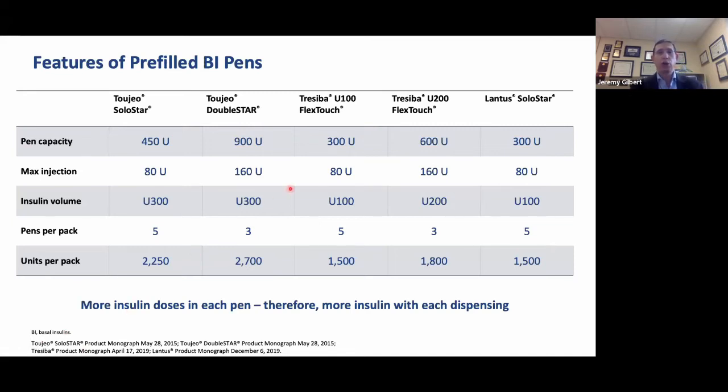And there is opportunity to use, for example, the DoubleStar or the U200, which has pen capacities that are greater, which is especially valuable for people who are on a lot of insulin. They're not running to the pharmacy as much and can inject up to 160 units at any one time with these larger dose pens.